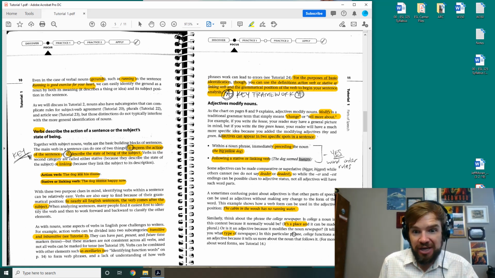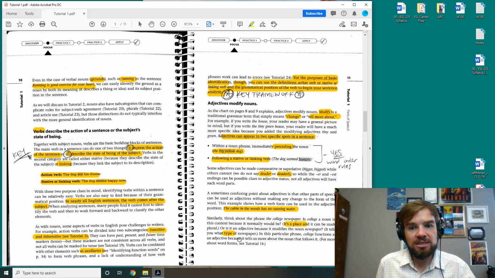In this particular phrase, college functions as an adjective because it tells us more about the noun that follows it, right? So college newspaper, right? Looks like a noun, but in the context of the sentence, it is describing the newspaper, the type of newspaper. It modifies a noun. It's acting like an adjective.